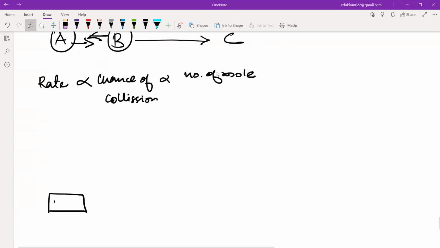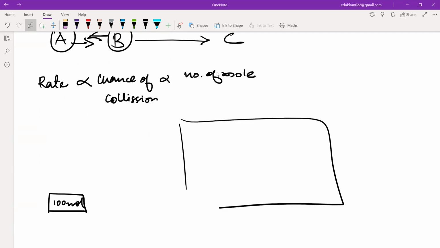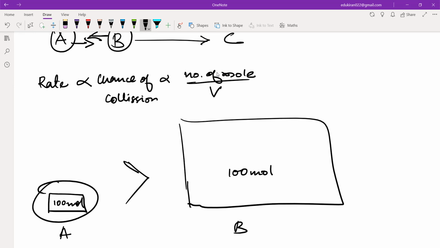I took here in this small box 100 moles, and here in this large box also 100 moles. So I took the same number of moles of A and B. Now, what do you think? Where is the chance higher, in A or B? So A. Chance of A is higher. All of you agree, yes or no? Yes, sir. So I can see it is number of moles divided by volume. It is inversely proportional to volume, na? Because if volume is small, the chance is greater. Correct?